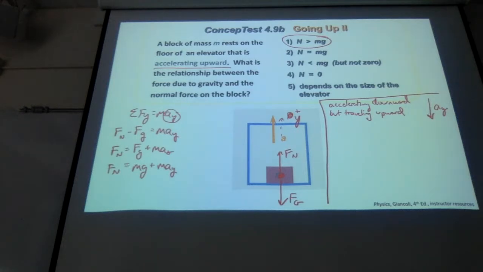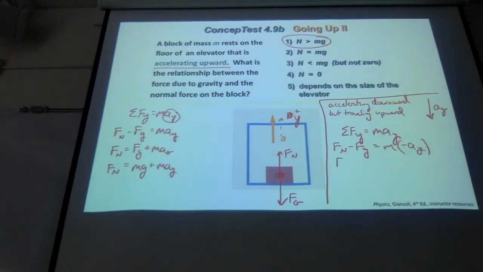So let's see. In this particular case, again, the forces are exactly the same. The thing that's changed is the motion. The acceleration is now negative instead of positive. So let's see what happens. I've got normal force minus gravitational force equals m times negative a_y. Or the normal force is equal to Fg, your weight, minus m a_y.